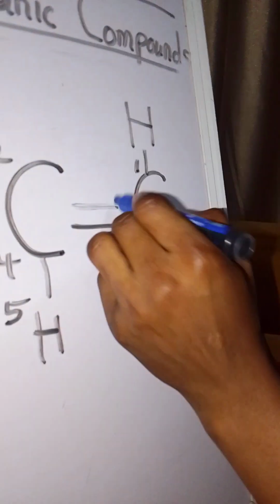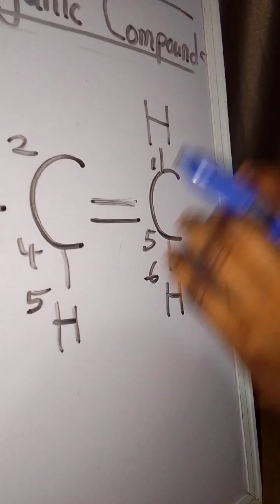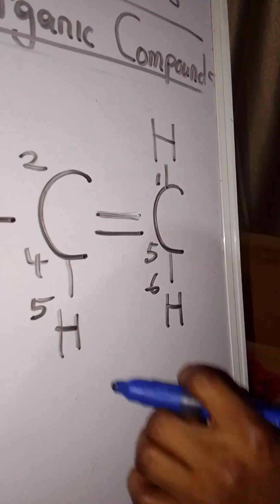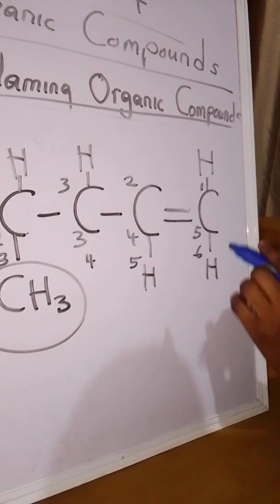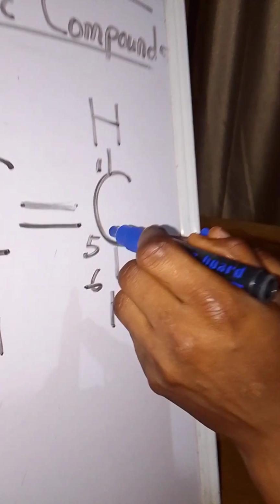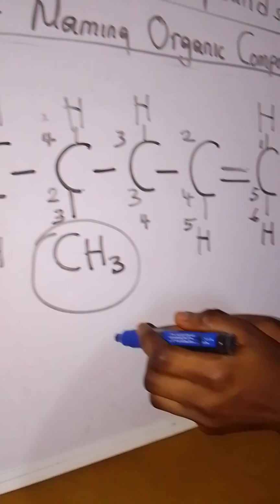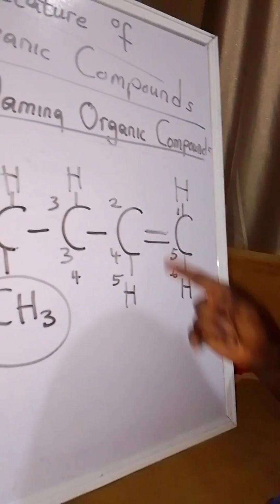Bonds. This is a double bond. Can you see that? If you have a double bond or triple bond, that is also a substituent. Do you understand? So in this, we have 2 substituents, but let us concentrate on this double bond, because this double bond is stronger than this methyl. I'm not going to concentrate on that, but let us take this as the main substituent.